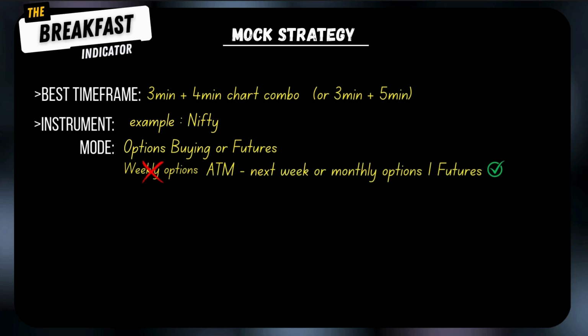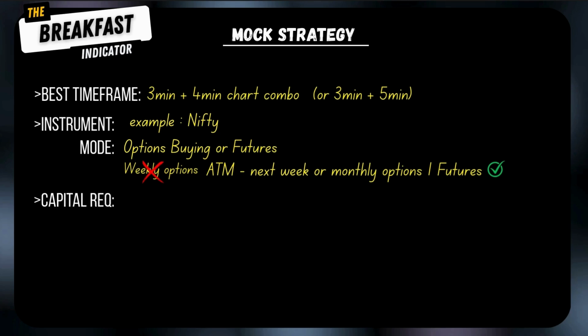So if you take Nifty, for example, Nifty has both options: you can use weekly options, you can use your monthly options. So what we'll do first, we'll avoid weekly options. We can select next week at the money options or monthly at the money options. So monthly at the money options will act as futures already. So those who want to practice futures, I don't need to tell anything. You don't need to worry about options.